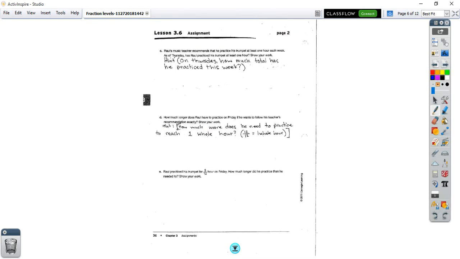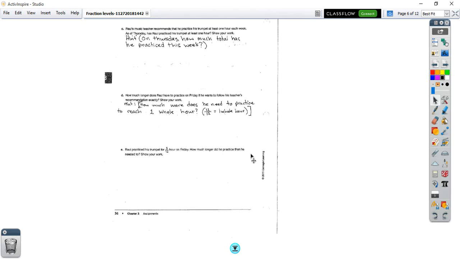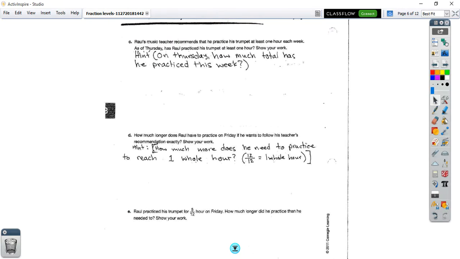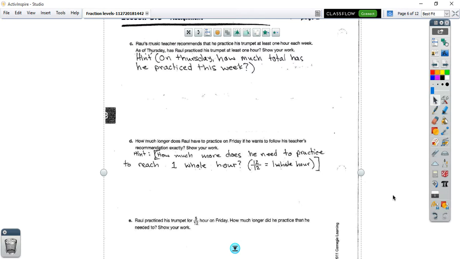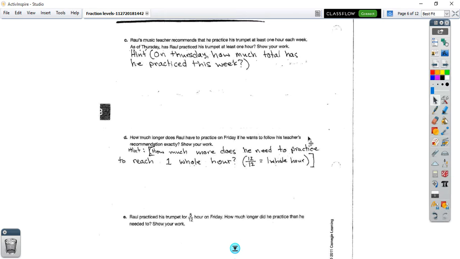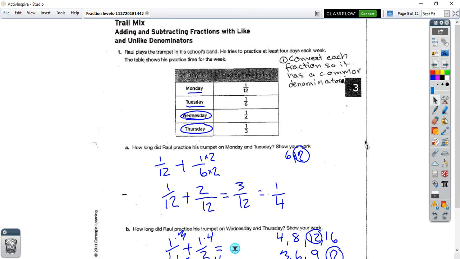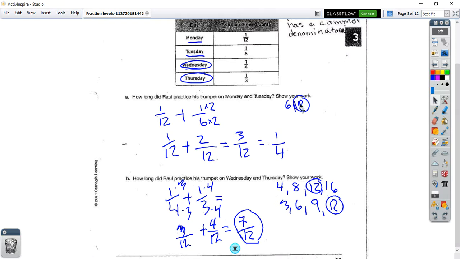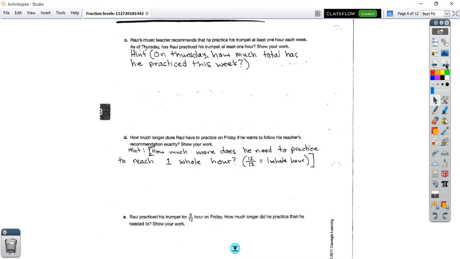We go to the next question, and it says that Raul's music teacher recommends that he practice his trumpet at least 1 hour each week. As of Thursday, had Raul practiced his trumpet at least 1 hour? So we just looked, and we see over here in our previous problems that he practiced for 3/12 on the first 2 days and 7/12 on the next 2 days. So we can use those answers to solve this.